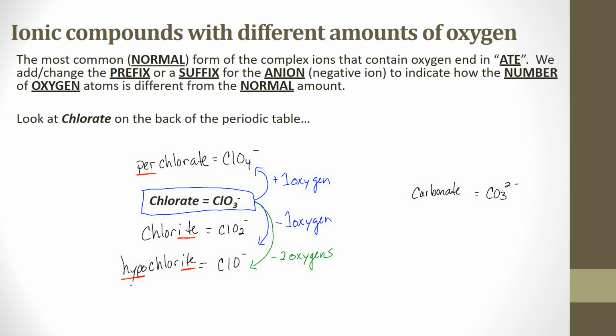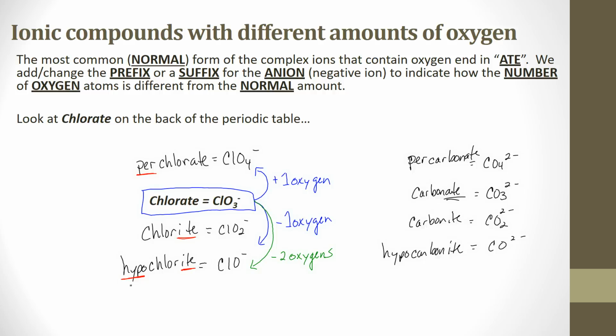Now if you see something that is CO4 with a 2-, this would be percarbonate. If you had CO2 with a 2-, this would be carbonite. And then CO with a 2- would be hypocarbonite. Now it's important to note that the 3 is not always the number of oxygens.